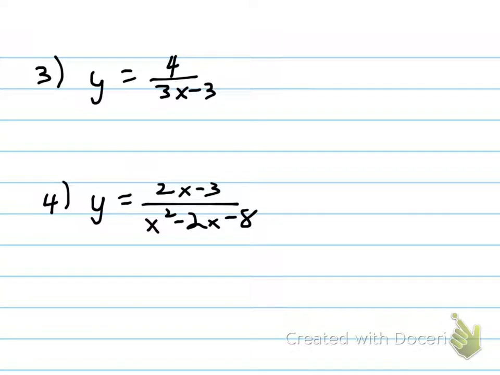The vertical asymptote makes the denominator equal 0. So if I set the denominator equal to 0 and solve by adding 3 to both sides, and then dividing by 3, I get x equals 1 is the vertical asymptote.